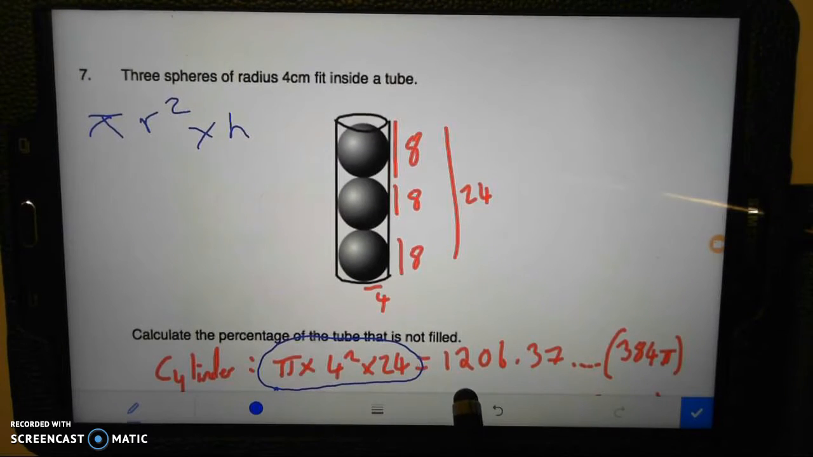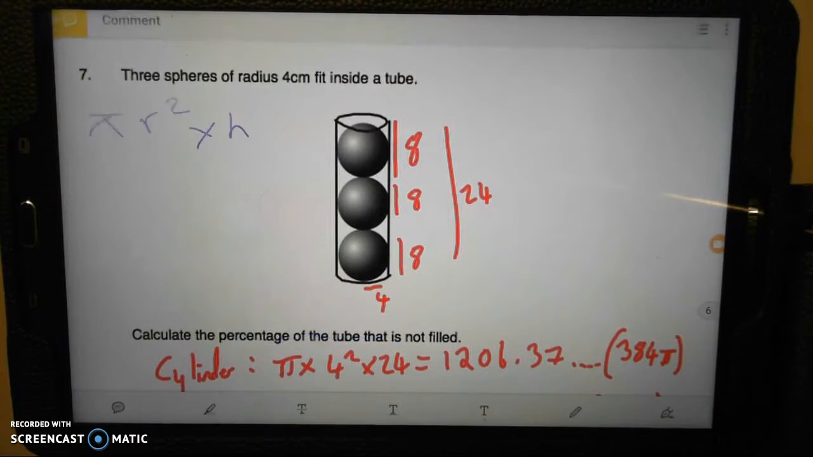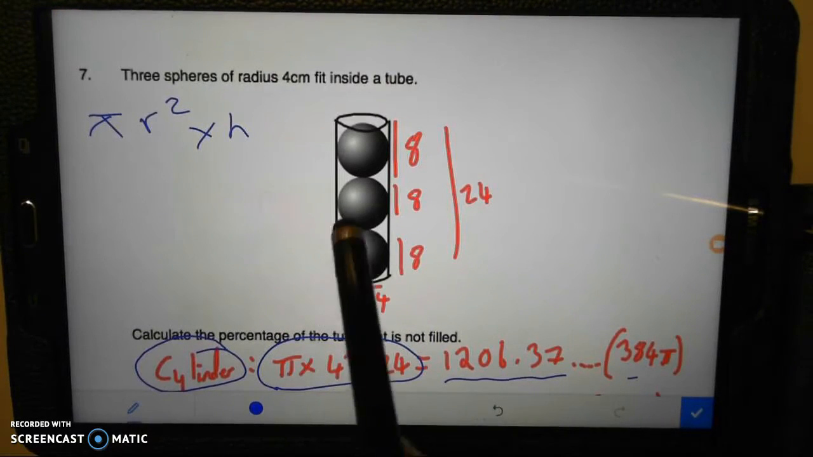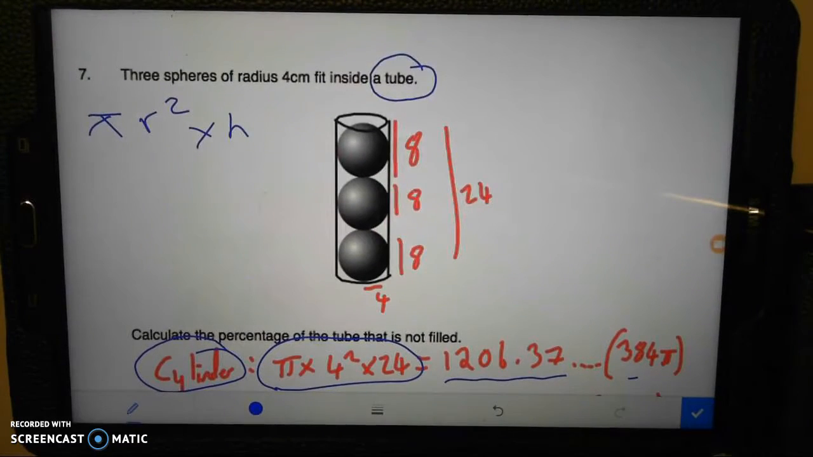Now if you were to put all of this into a calculator, you'll get the answer of 1206.37. But it might actually be better to just leave it in terms of pi. So do 4 squared times 24, which is 384, and then times pi. So where did we get 384 from? We did 24 times 4 squared is 384, and then times pi. So rather than getting decimal points and rounding and making our answer less accurate, if we leave it as 384 pi, we'll get a more accurate answer. So that is the first bit. So we now know that the volume of our cylinder or the tube is 384 pi.